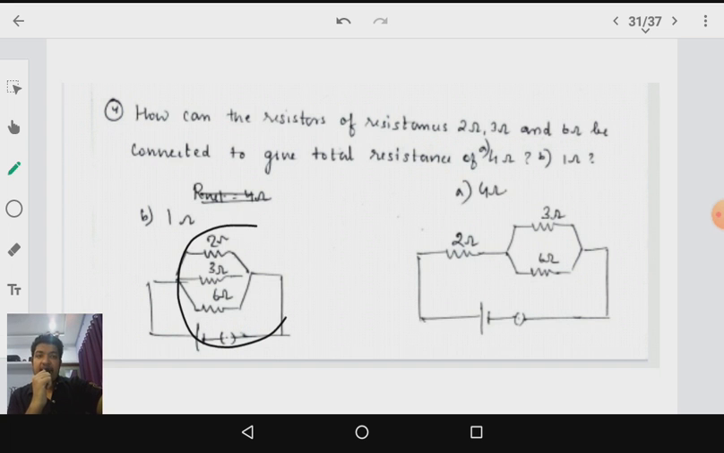So now you get a case like this, 1 by 2 plus 1 by 3 plus 1 by 6. That will be 1 ohm. So now you solve this one. Now connect one in series with other two in parallel.